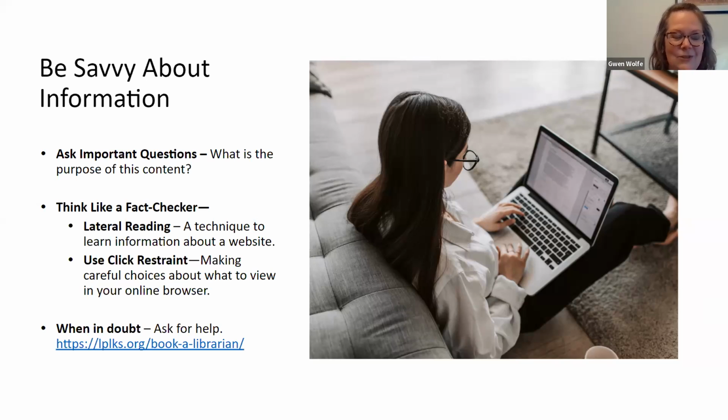So if you get into this and you feel like, I just can't figure out if this website is really good for me to use, if it's reliable, that's what the library is for. That's what your doctor's office is for. That's what all of those experts are available for. And luckily, LPL has a book a librarian service where you can go and book about 30 minutes of time with a librarian. And you can ask all those questions and they can walk through it with you and get to the root of the problem and hopefully help you find some answers.